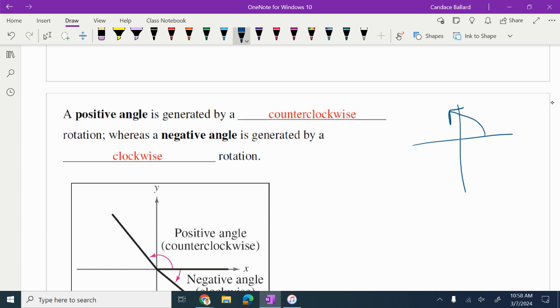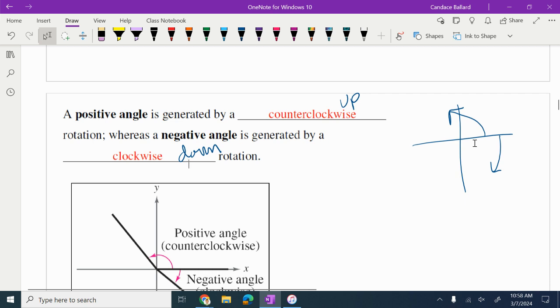Counterclockwise means you go up first. Clockwise is you get a negative angle. So clockwise means you go down first. It's a down rotation versus going up.